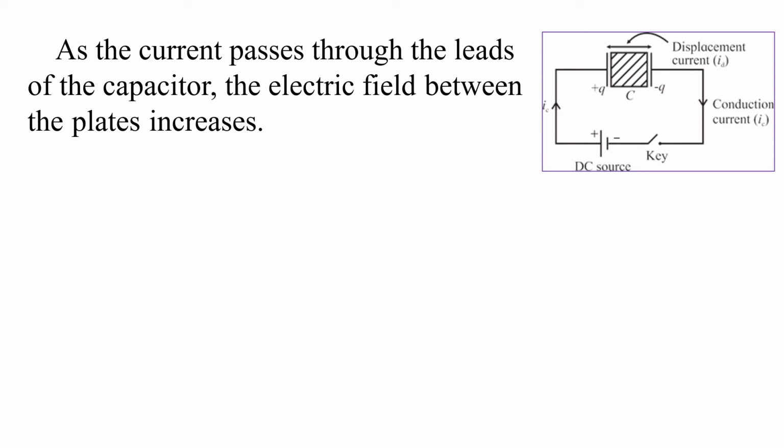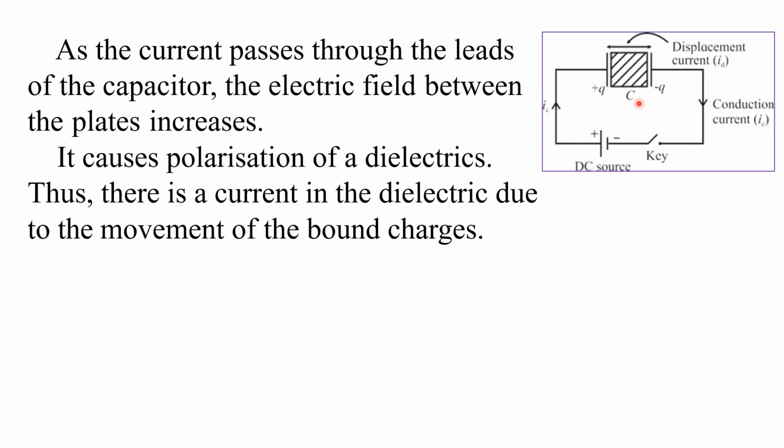When we close this key, the current passes through the leads of the capacitor. The electric field between the plates of the capacitor increases. This electric field causes the polarization of the dielectrics, and thus the current in the dielectrics flows due to the movement of bound charges.